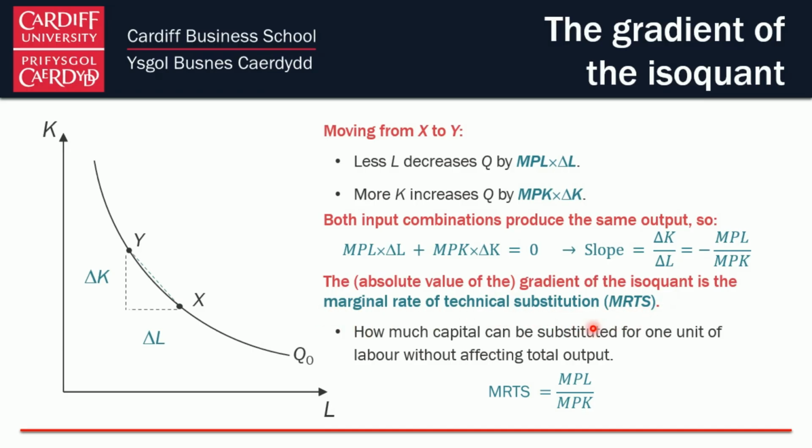And the interpretation is quite simple. How much capital can be substituted for 1 unit of labor without affecting the total output? So you stay on the same isoquant, without affecting the total output. It is the rate of substitution between labor and capital so that you stay on the same production levels. So MRTS, the marginal rate of technical substitution, is equal to MPL over MPK. Here we are not interested really in the minus sign, so it's the absolute value. Just pay attention to that.